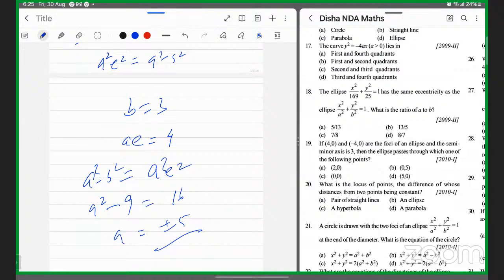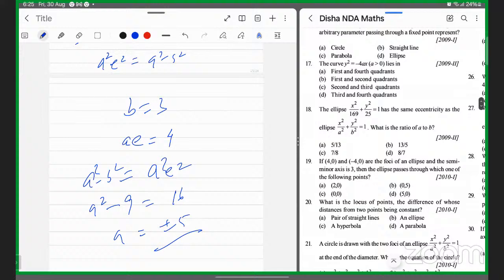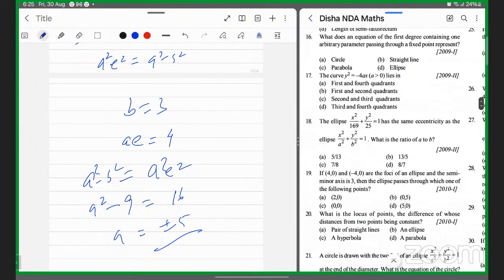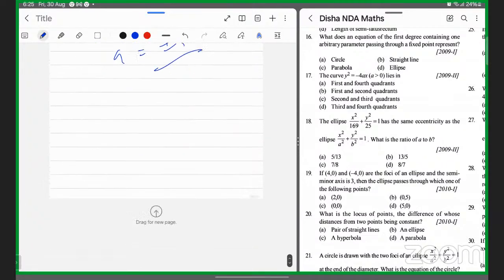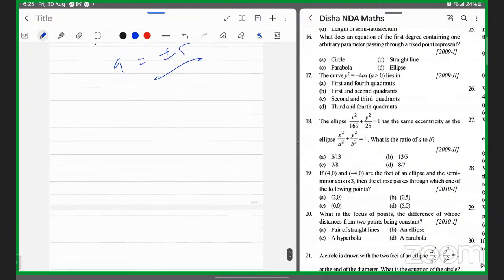Understood, everyone? Now solve 18 number. Hurry up. Good question. Do it.